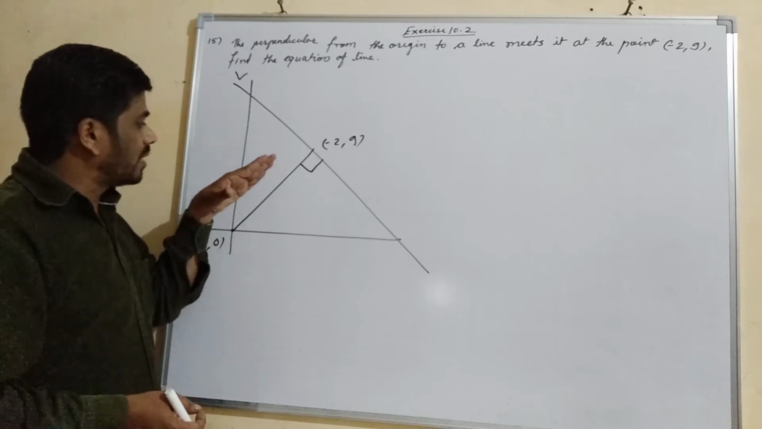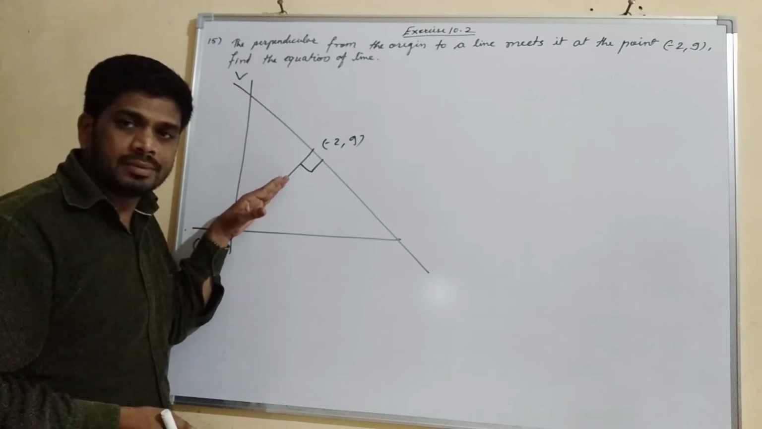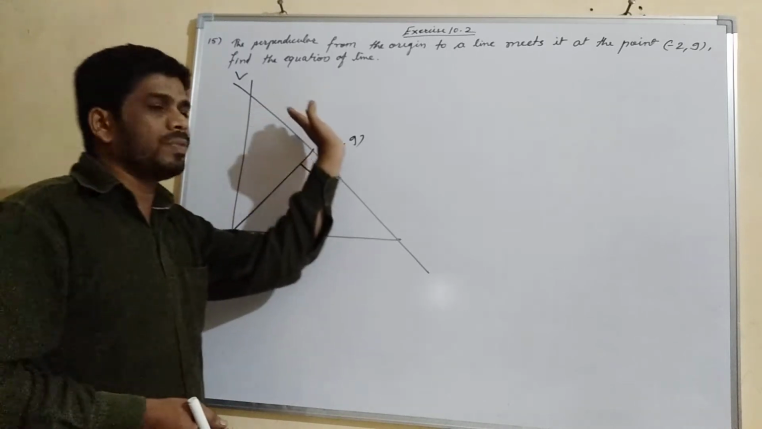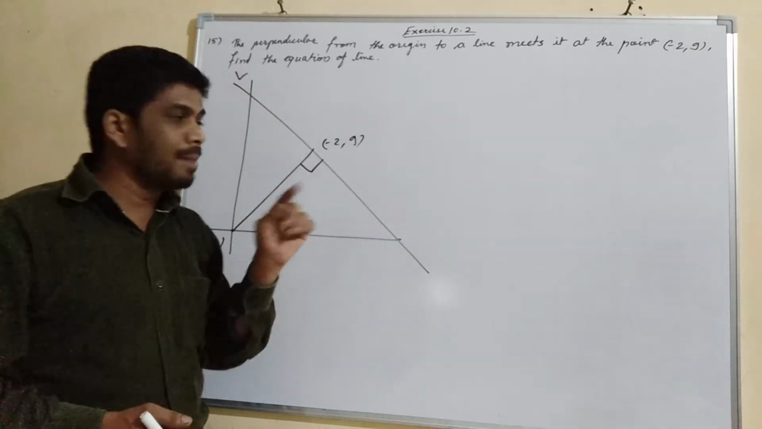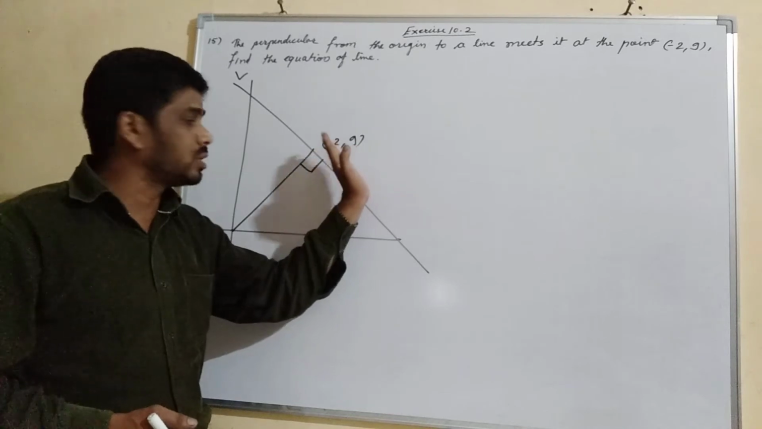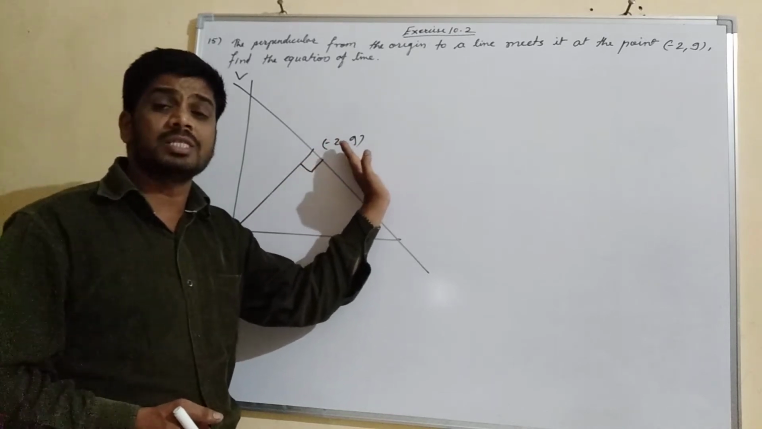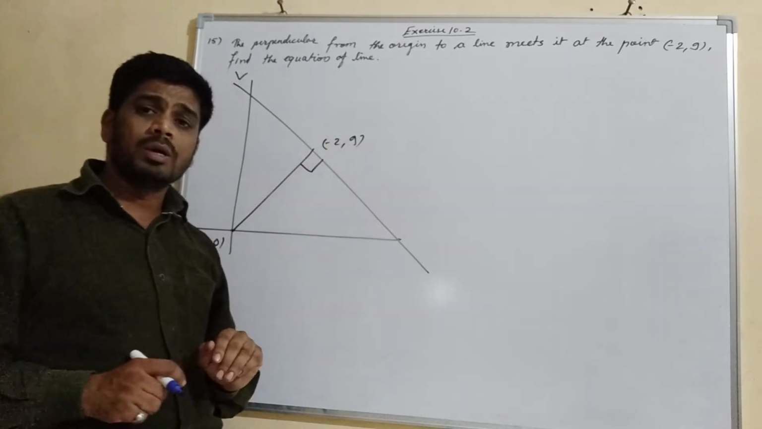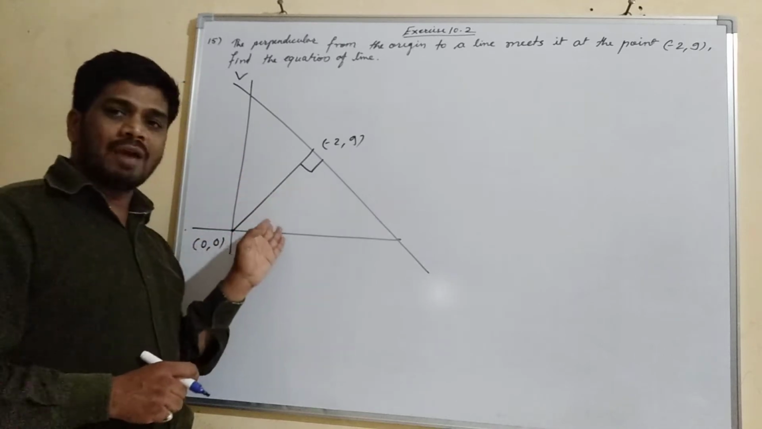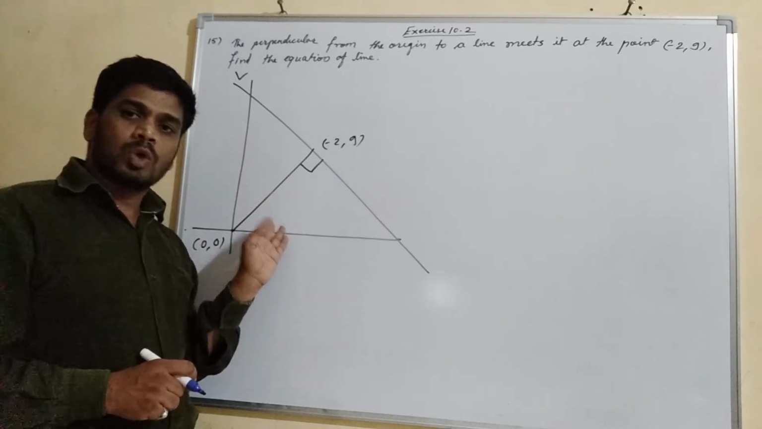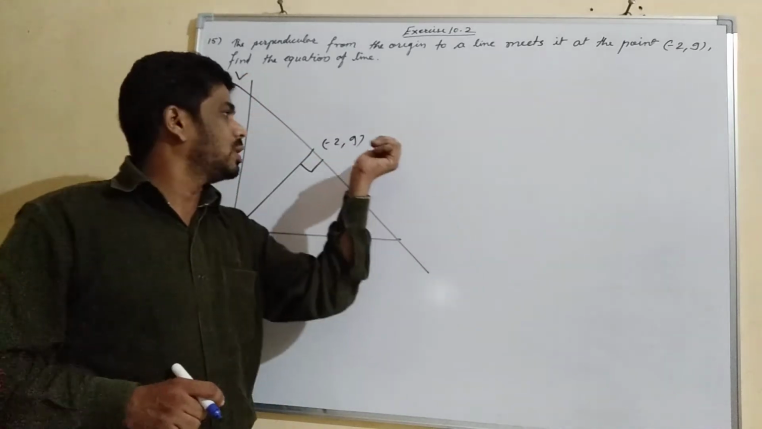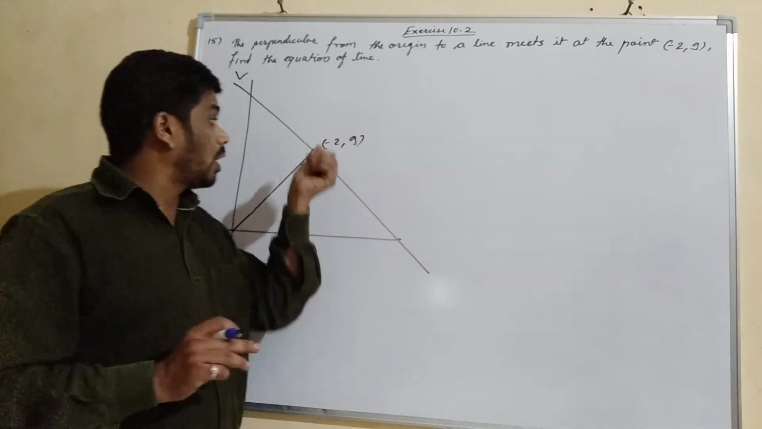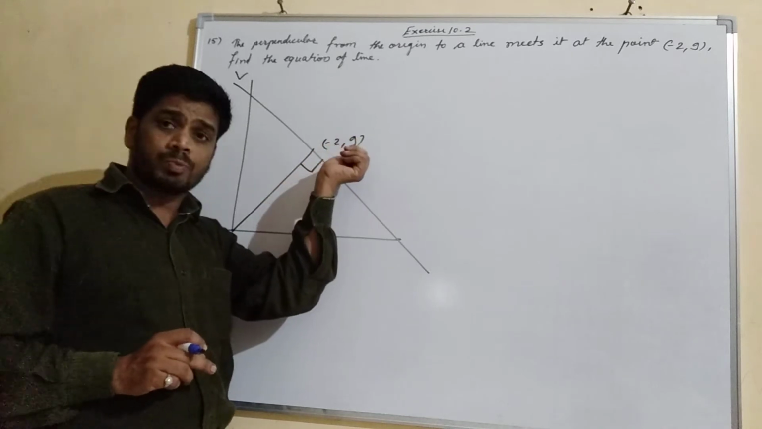Okay, and once you get the slope of this line, you can find the slope of the other line, because m1 into m2 is equal to -1. Suppose the slope of the line is m2. So m2 will be what? -1 upon m1. Okay, so we get m2. After that we can use the point-slope form and find the equation of the line, because this line is passing through this point also.